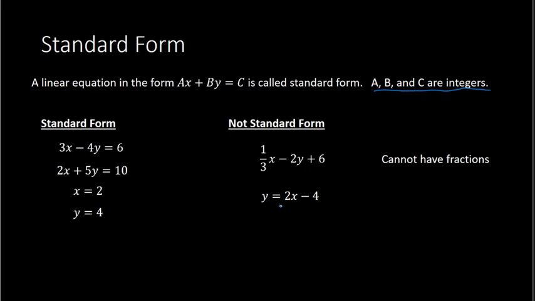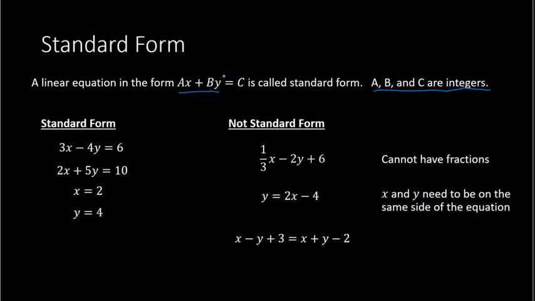Y equals 2x minus 4 also is not standard form, and the reason is because we need x and y on the same side. So that is not standard form. This is not standard form either because, once again, x and y are on both sides this time. We need it combined onto one side. So that would not be standard form as well.